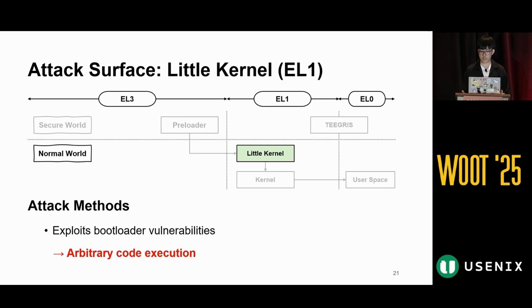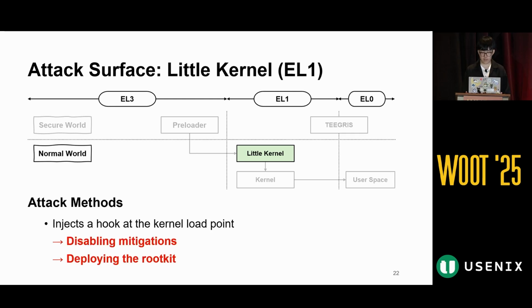Therefore, an attacker can exploit a bootloader vulnerability to execute arbitrary code. Next, they inject hooks into the kernel loading process. This allows them to disable mitigations and install a rootkit. Therefore, this stage is the best point to prepare for a full system compromise.